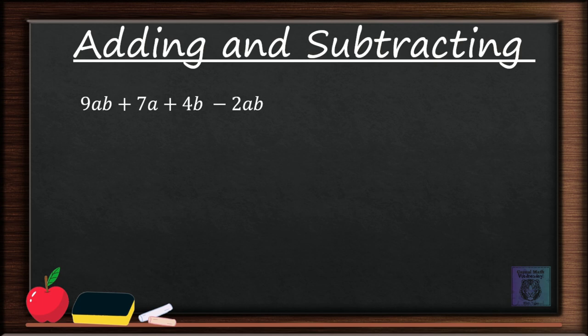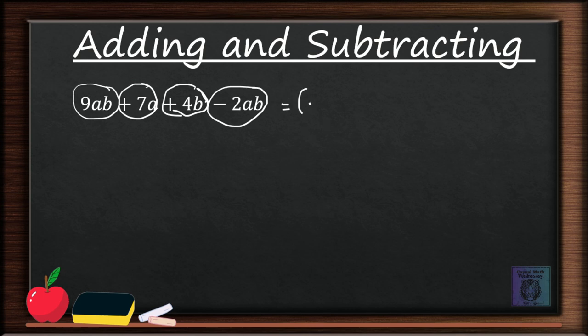So let's look at the next one, where there's no constants, but all the terms have variables. So also if we look, this is one term, that's one term, that's one term, and that is one term. So just a little side tip there. Again, let's go and group them. So we have a 9ab minus 2ab plus the 7a plus the 4b.